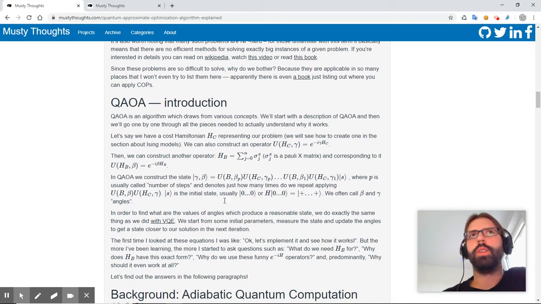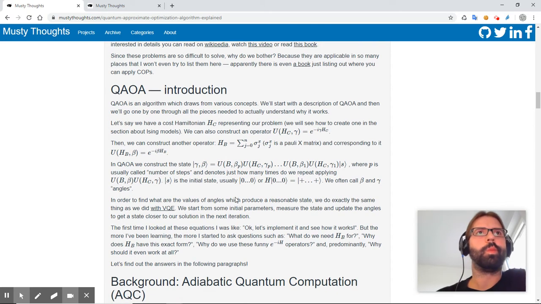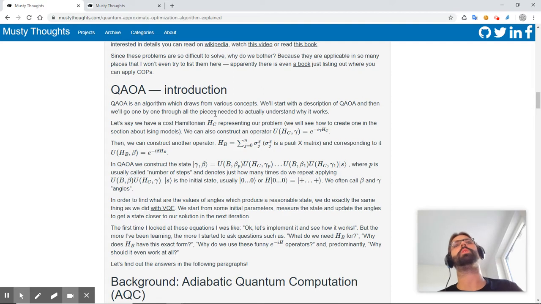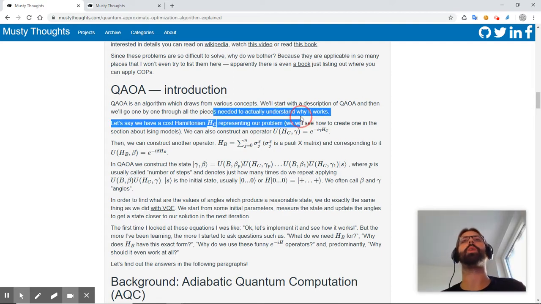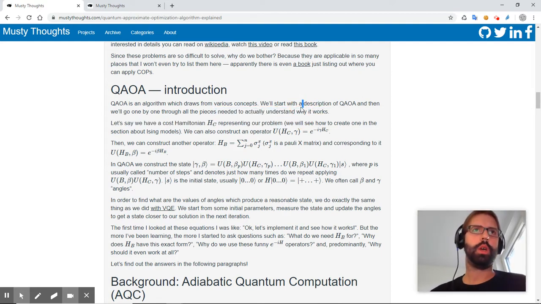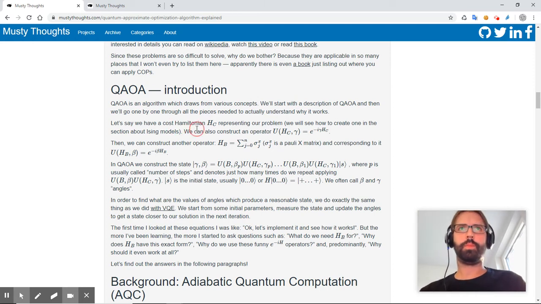QAOA introduction. QAOA is an algorithm which draws from various concepts. We'll start with a description of QAOA, and then we'll go one by one through all the pieces needed to actually understand why it works. Let's say we have a cost Hamiltonian representing our problem. We'll see how to create one in the section about Ising models. Cost Hamiltonian. So we can also construct an operator.